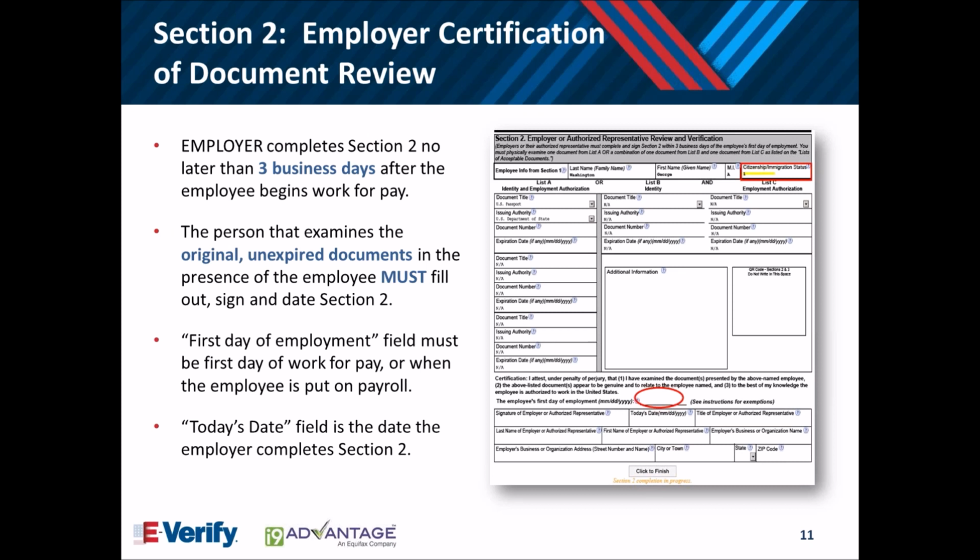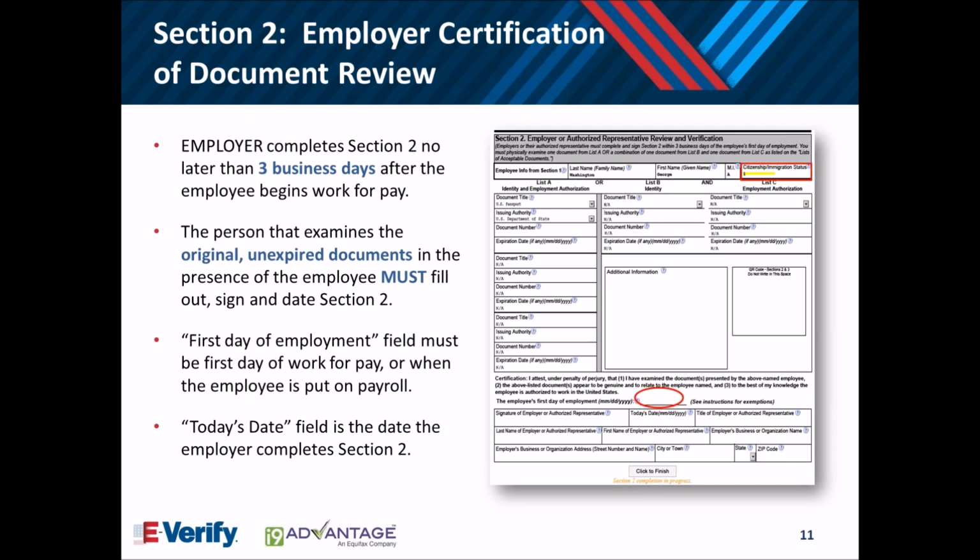Now, all of the other documents for List A, B, and C are also shown, and if you select one that is unrelated to that citizenship or immigration status, the form is going to give you a little pop-up indicating that there could be an error, and give you instructions on how to correct that issue.